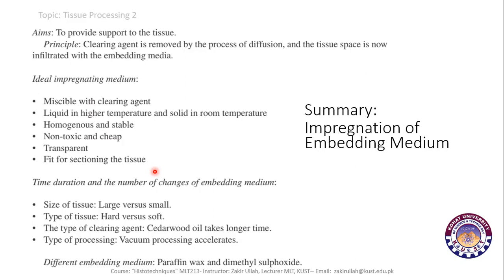Cedarwood oil takes more time as compared to xylene and toluene, when these are used as a clearing agent. And vacuum processing accelerates the duration of embedding. So this is the summary of the impregnating or embedding medium.